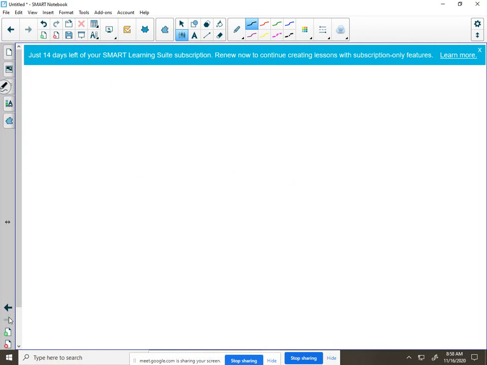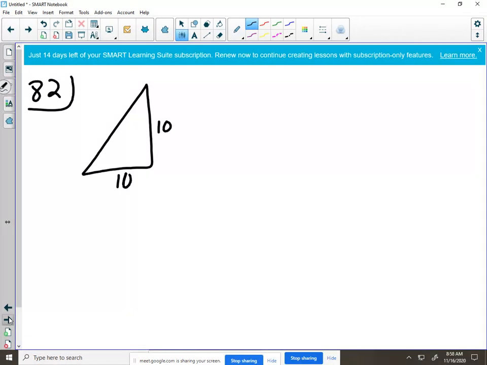All right, 82, crew. If you find the length of the hypotenuse of a right triangle with the leg lengths of 10 inches, to the nearest tenth. It's a word problem. So both legs are 10 inches? Yeah. Okay. Is that what we read it as, guys?